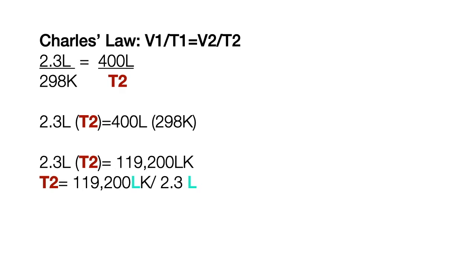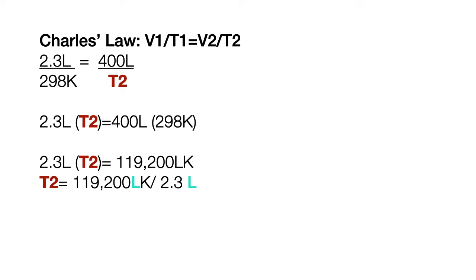Step 2, plug it in. Use Charles' law to plug in all of the values we identified. So you get 2.3 liters divided by 298 Kelvin equals 400 liters divided by T2. What you want to do next is cross-multiply. And you get 2.3 liters times T2 equals 400 liters times 298 Kelvin. Next, 2.3 liters times T2 equals 119,200 liters Kelvin. You then want to isolate the variable, so you divide both sides by 2.3 liters.